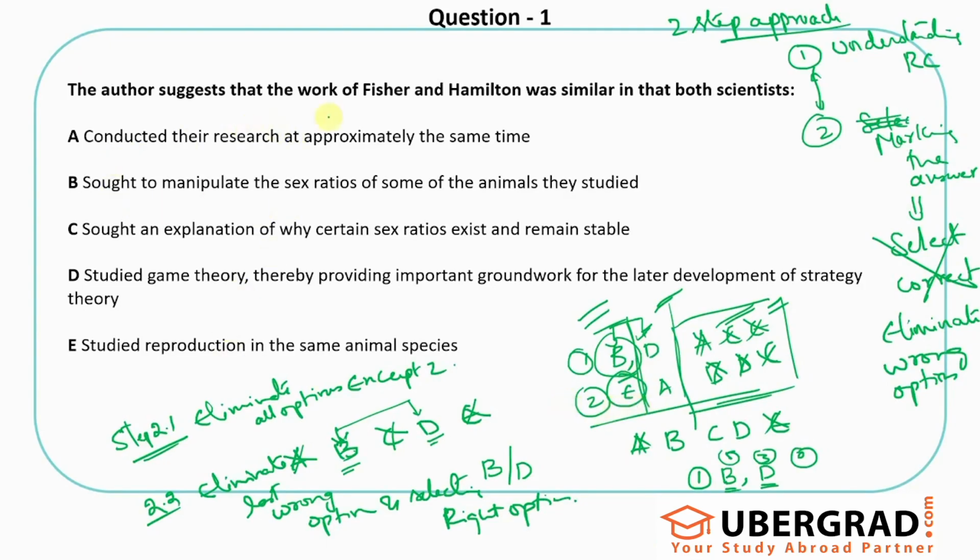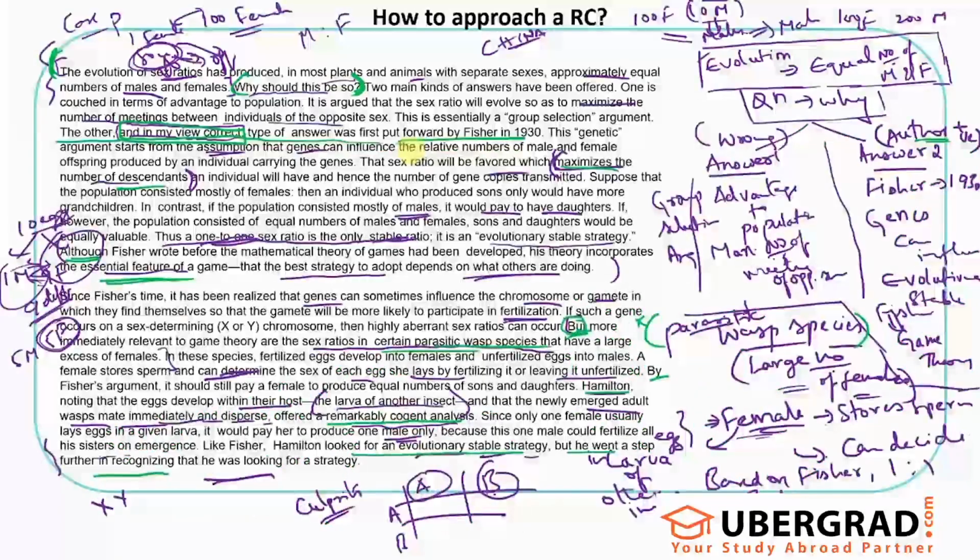So the author suggests that the work of Fisher and Hamilton was similar in that both scientists conducted their research at approximately the same time. Do we have any clue on that in the passage? I really don't think so.